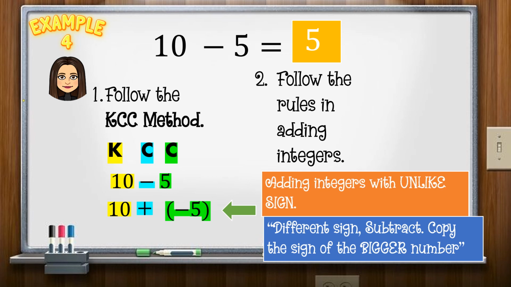So that is how we subtract integers. I hope that you learned how to subtract integers following these two simple rules. Again, first one, we will follow the KCC method. When we say KCC, that simply refers to keep, change, change. Then the second one, or the last rule, is we will follow the rules on how we add integers. So that is the simple way on how we subtract integers. Thank you for listening, and I hope that you learned how to subtract integers.